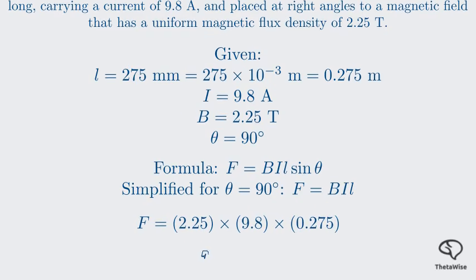Rounding our answer to 2 decimal places, we find that the magnitude of the force exerted on the conductor is 6.06 newtons. Remember to always include the unit newtons in your final answer.